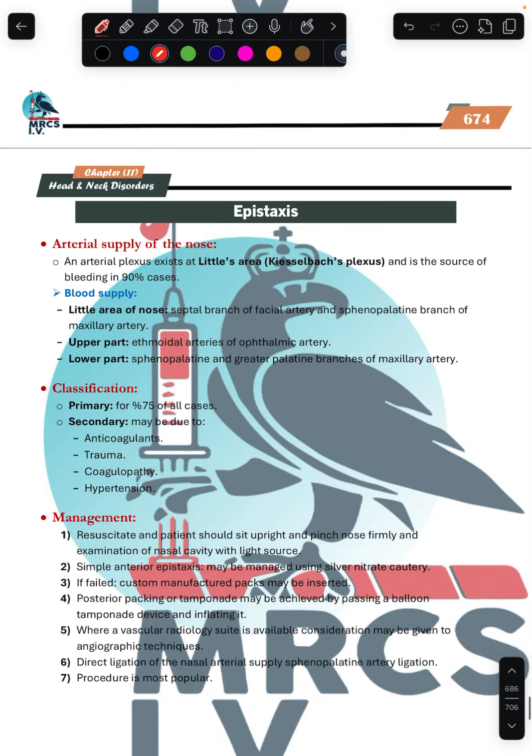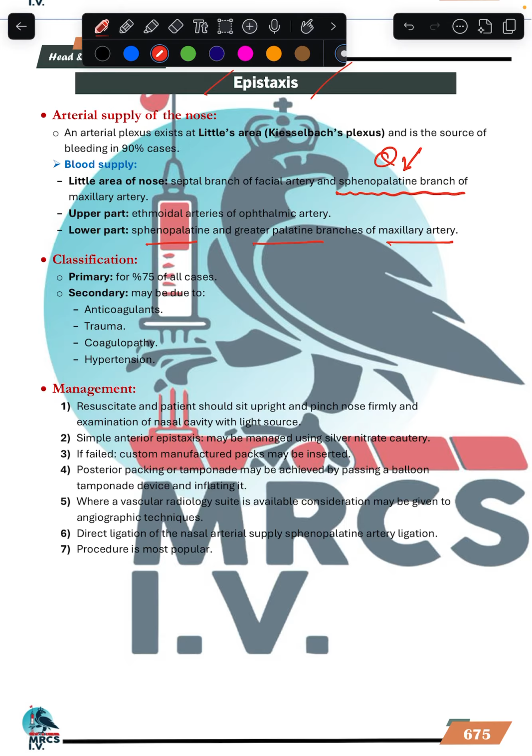This is a very commonly asked question about epistaxis: the arterial supply of the nose. Little's area, also called Kesselbach's area, is the source of bleeding in 90% of cases. Little's area has the septal branch of the facial artery, the sphenopalatine branch of the maxillary artery, and the answer is always sphenopalatine branch. The upper part has the ethmoidal arteries from the ophthalmic artery. The lower part has the sphenopalatine and greater palatine branches of the maxillary artery. They form Little's area.